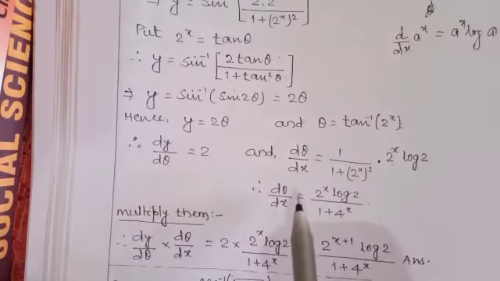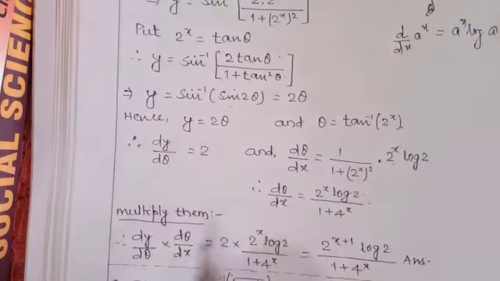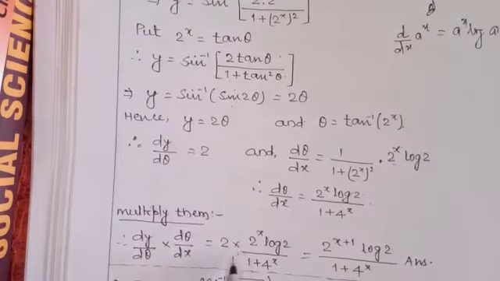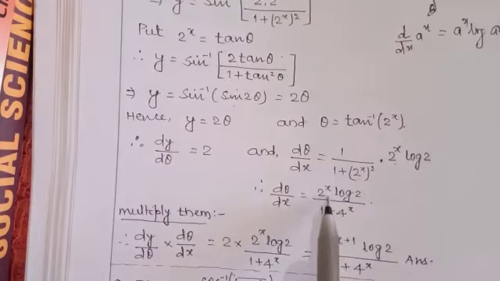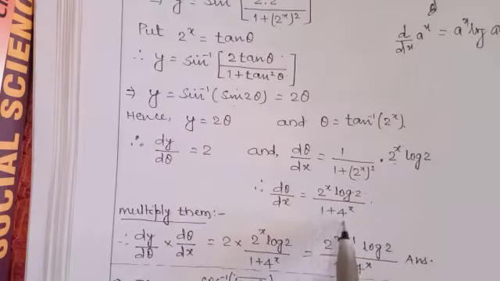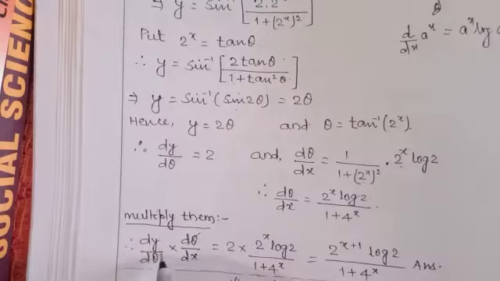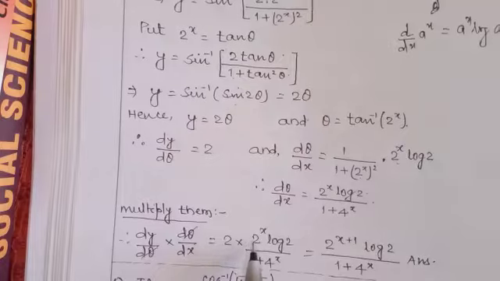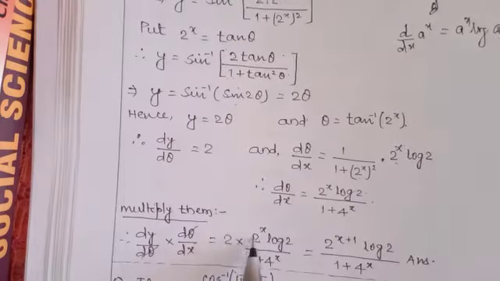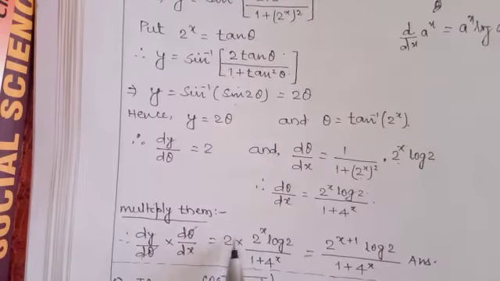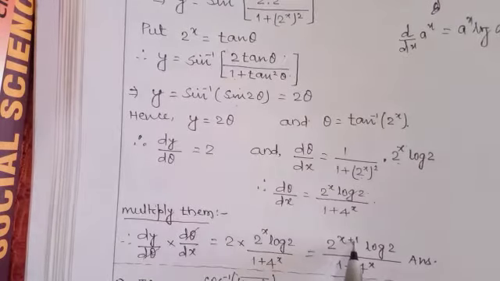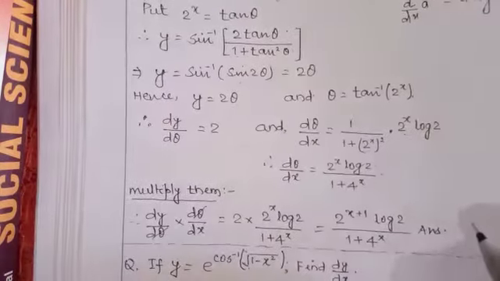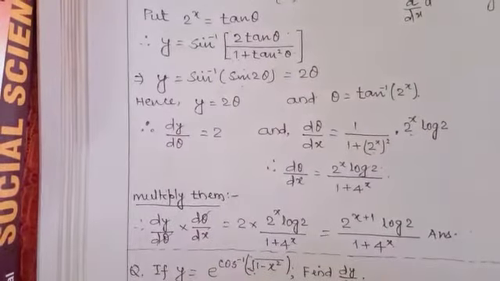Now multiply both of them. After multiplication we will get dy by dx. Here dy by d theta into d theta by dx is equal to 2 into 2 to the power x log 2 by 1 plus 4 to the power x. After simplification it becomes dy by dx, and 2 into 2 to the power x is on the same base, you know powers are added, so it becomes 2 to the power x plus 1 log 2 upon 1 plus 4 to the power x. This is the differentiation of such type of problems.